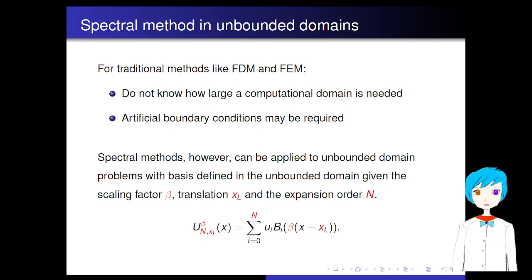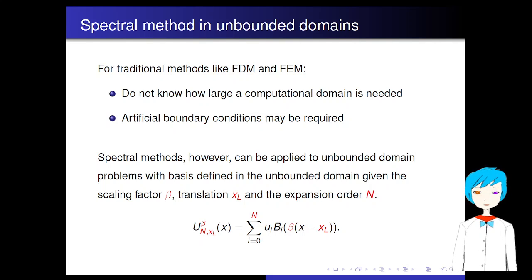For traditional methods like the finite difference method and finite element method, if we wish to use them to solve an unbounded domain problem, we do not know how large a computational domain is needed. So we don't know which kind of domain to convert the whole domain into. After that, artificial boundary conditions may be required, and in some cases, artificial boundary conditions are difficult to construct.